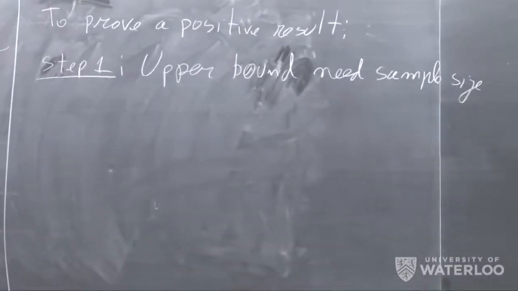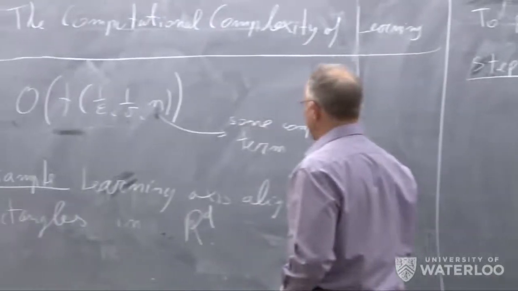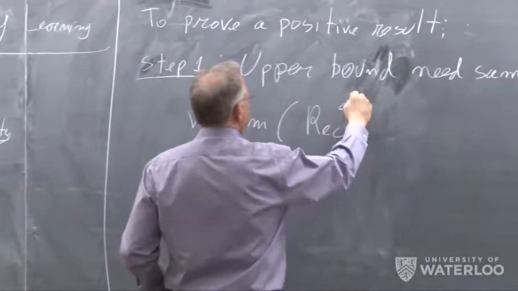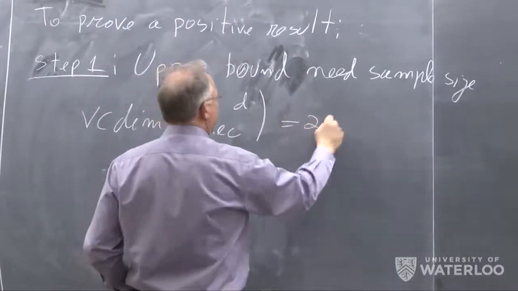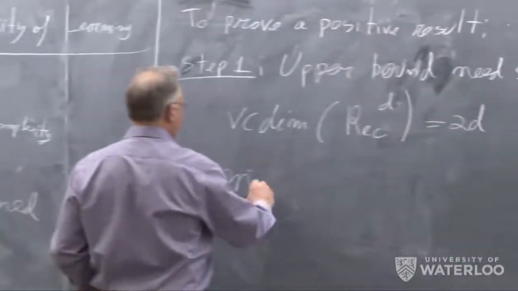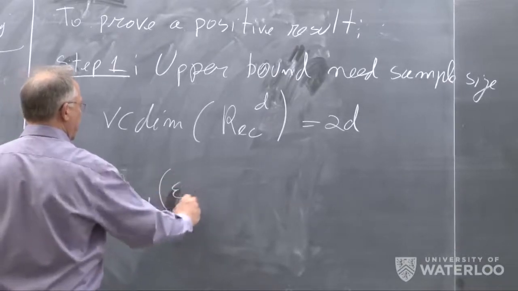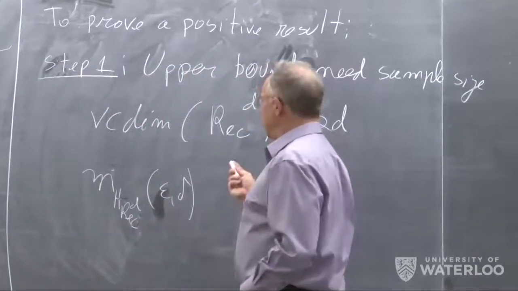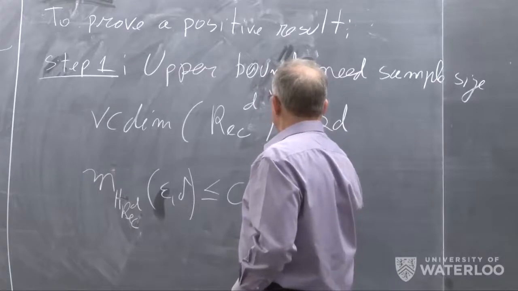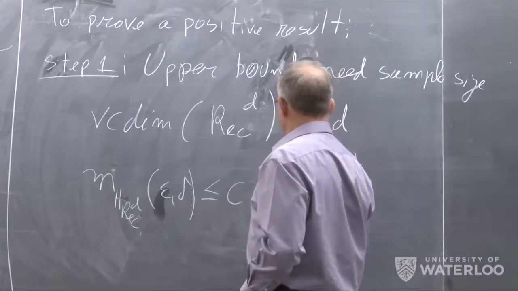And we do it by our basic fundamental result. We know the VC dimension of this class. So let's give this class a name. The VC dimension of this class, rectangles in R^D, we know that it is 2D. And therefore, in order to achieve these parameters, the sample size m_H of rect_D for epsilon, delta, we know by the fundamental theorem that it is bounded by some constant times the VC dimension, 2D, plus ln(2/delta), divided by epsilon squared.